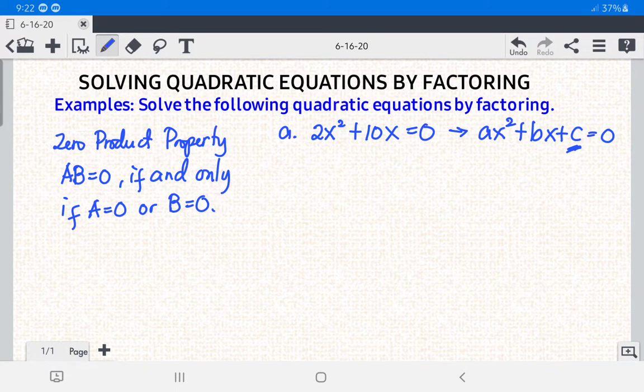So, how are we going to factor this? You're going to think of a number from the numerical coefficient of the quadratic term and then the linear term, or the middle term. So, we have 2 and then 10. You have to think of a number that can divide both 2 and 10. So, that is 2. Then, x squared and then x. So, that is x. How about the other factor?